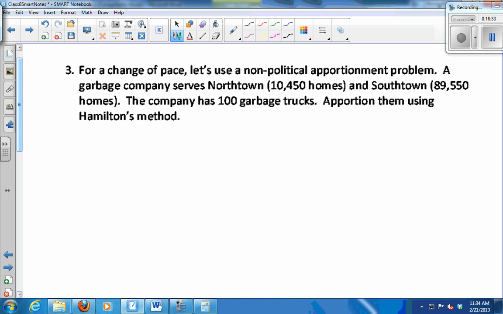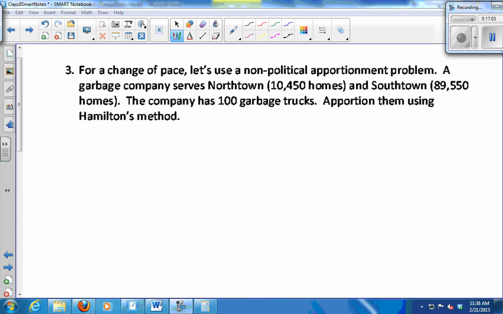All right, third major flaw of Hamilton's method. We're going to use a non-political apportionment problem this time. We have a garbage company. It serves Northtown and Southtown. And the company has 100 garbage trucks. Apportion them using Hamilton's method. So I didn't make a table for you this time. You're going to have to do it yourself. Okay, so how many trucks are you going to send to Northtown and how many trucks are you going to send to Southtown?